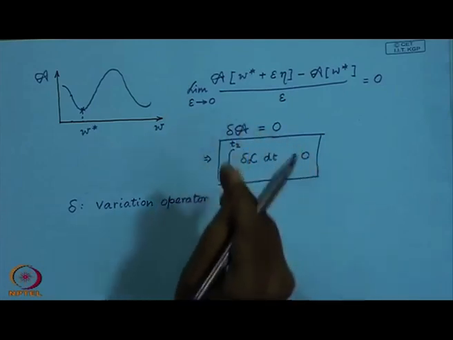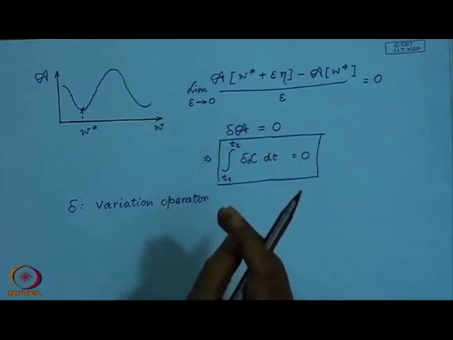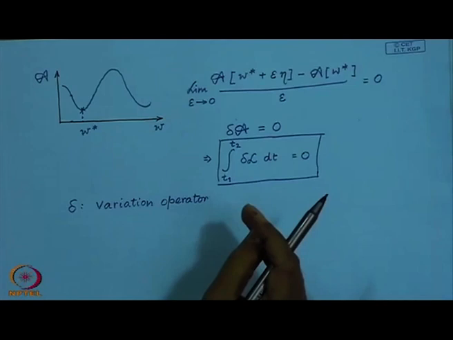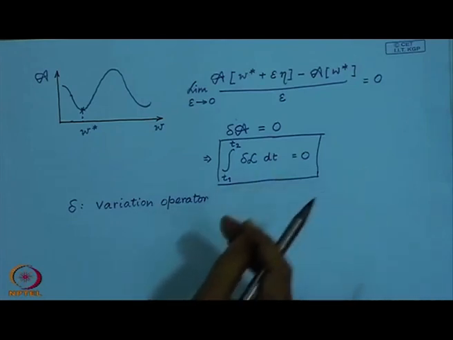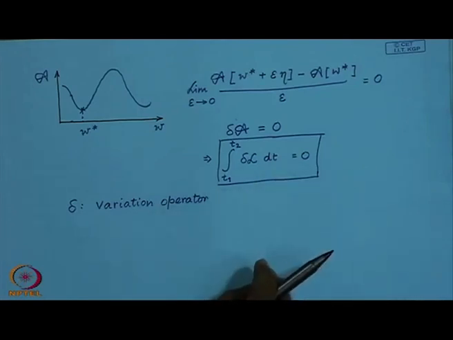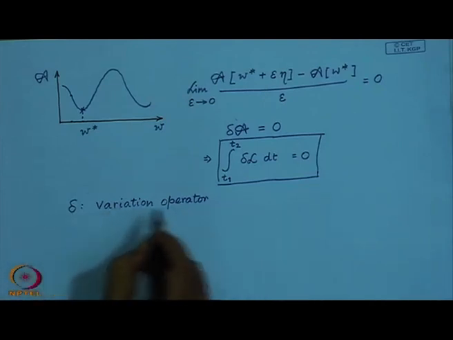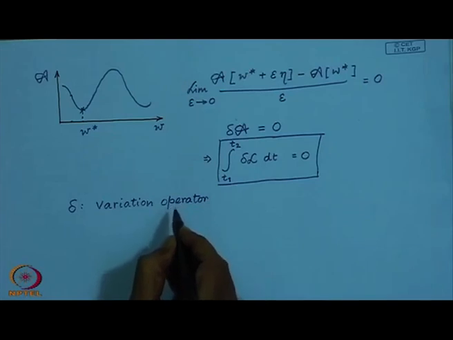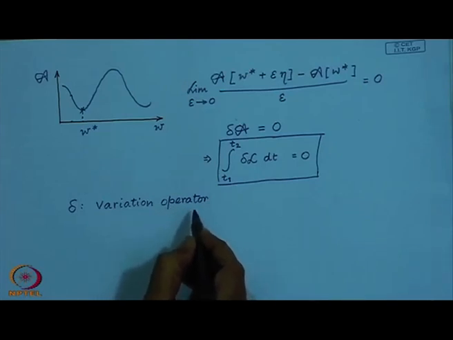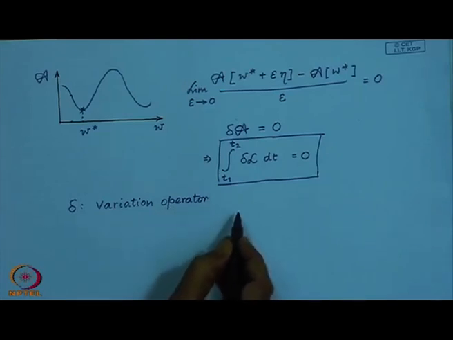So, what we are looking at is paths. So, we will be perturbing paths. So, time will be held frozen and paths will be perturbed. So, this variation operator is like a total derivative operator with time frozen.